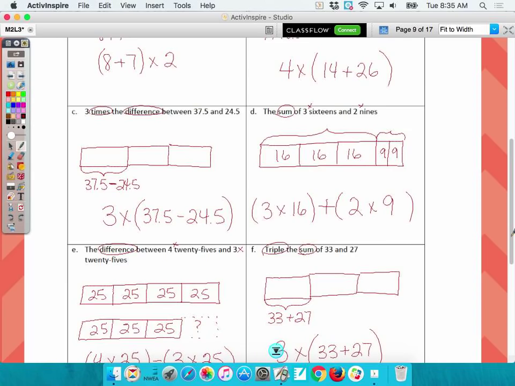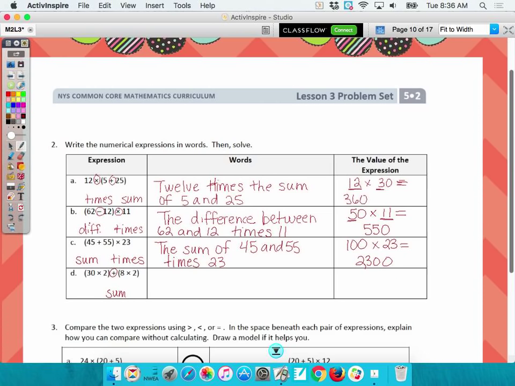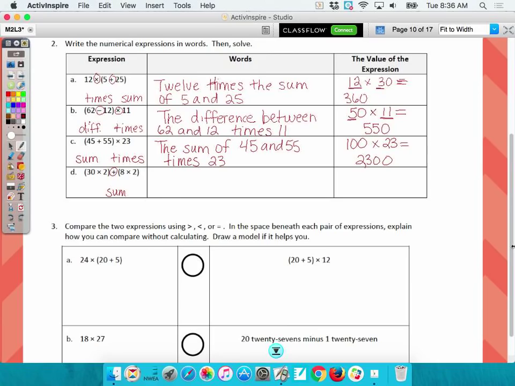See how this one just has a plus sign? Read this. The sum of 3 16s and 2 9s. Okay, let's see if we can apply that to this one. The sum of 3 2s and 8 2s. The word twos needs to be written in words.